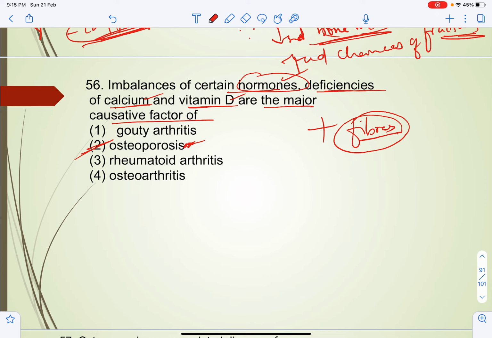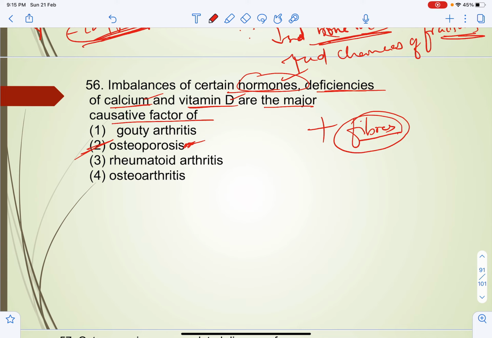So in this case, osteoporosis, we know that when there is a lack of vitamin D, there is reduced reabsorption of calcium and other minerals like phosphorus. So this is the thing you have to keep in mind.